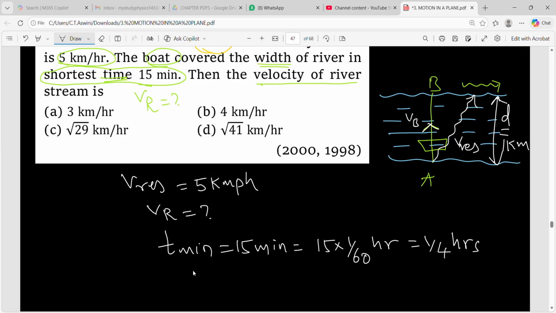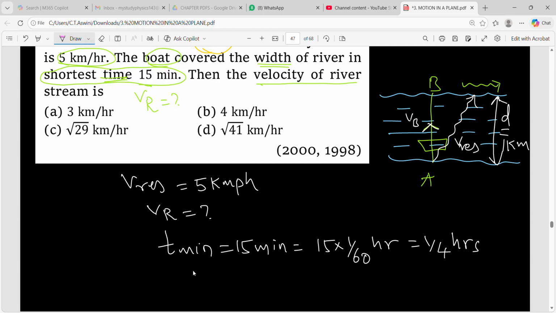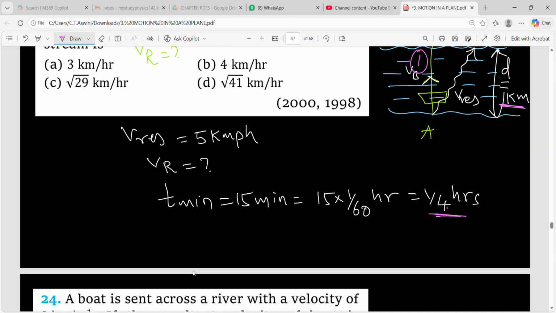Now how do we find V_R? How shall we do this? Any idea from your end? Time is available, distance (width) is available. So we'll do one thing. Apply the time for this segment. For one segment, the distance is 1 kilometer and time is 1 by 4 hours. So you can find out the speed V_B there.